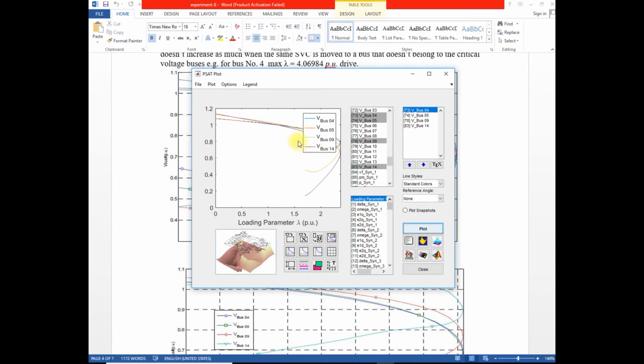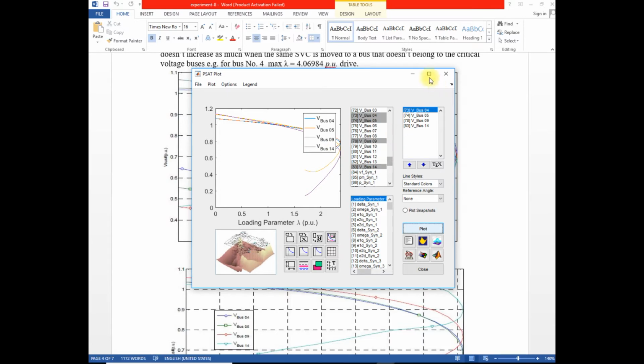You can see that here you get the graph of loading parameter versus voltage for the different buses, 4, 5, 9 and 14. Now you can see that as the load is increasing, as the loading parameter is increasing, the bus voltage is gradually decreasing in all these buses. So that is without any FACTS devices.